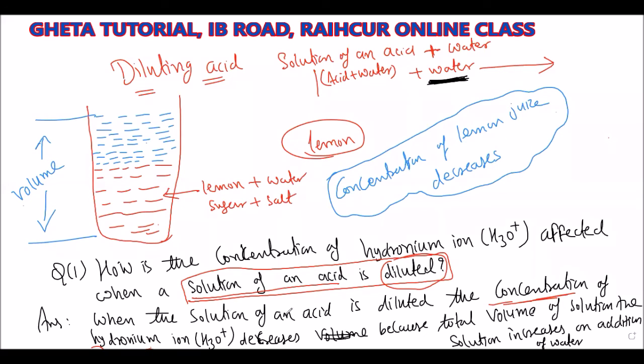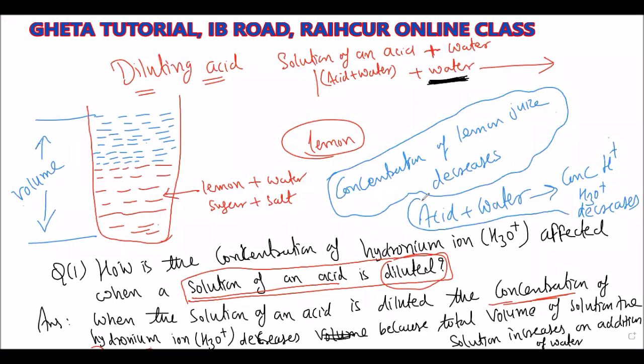So here also we have to understand in the same way that whenever we are adding water, or whenever the acid is diluting, what happens to the concentration of H plus ion or H3O plus ion? The concentration of H plus ion and H3O plus ion will decrease. And why does it decrease? Because the volume of the solution increases.